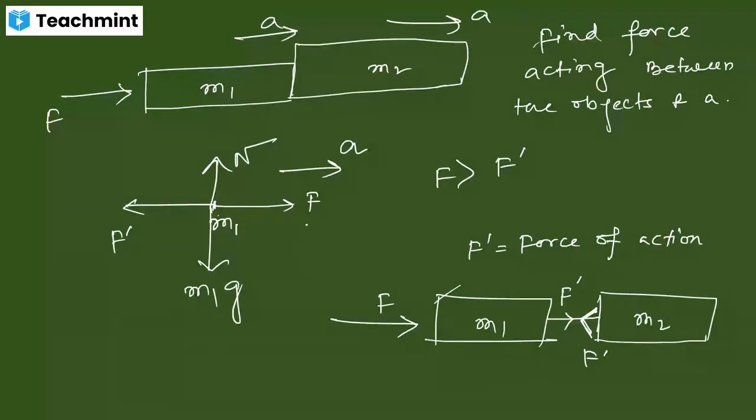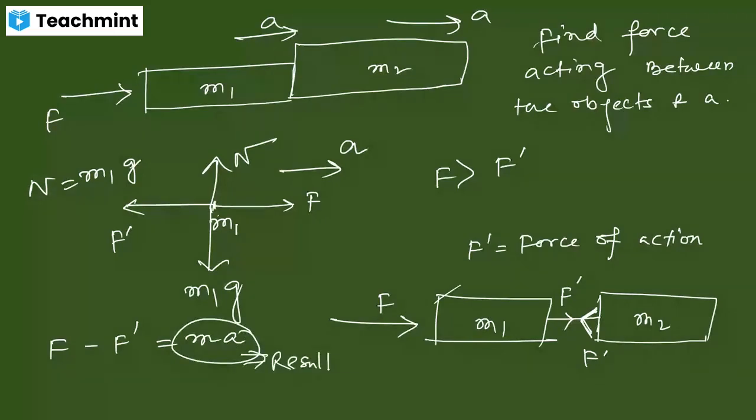Now, F is greater than F dashed, so that's why it is accelerated in the right direction. One thing is clear, the normal reaction force is equal to m1 into g, right? And the difference between the forces, F minus F dashed, is equal to mass into acceleration, m into a. This is the resultant force, right? We don't know the value of F, because in this case this is just the theoretical concept we are delivering.